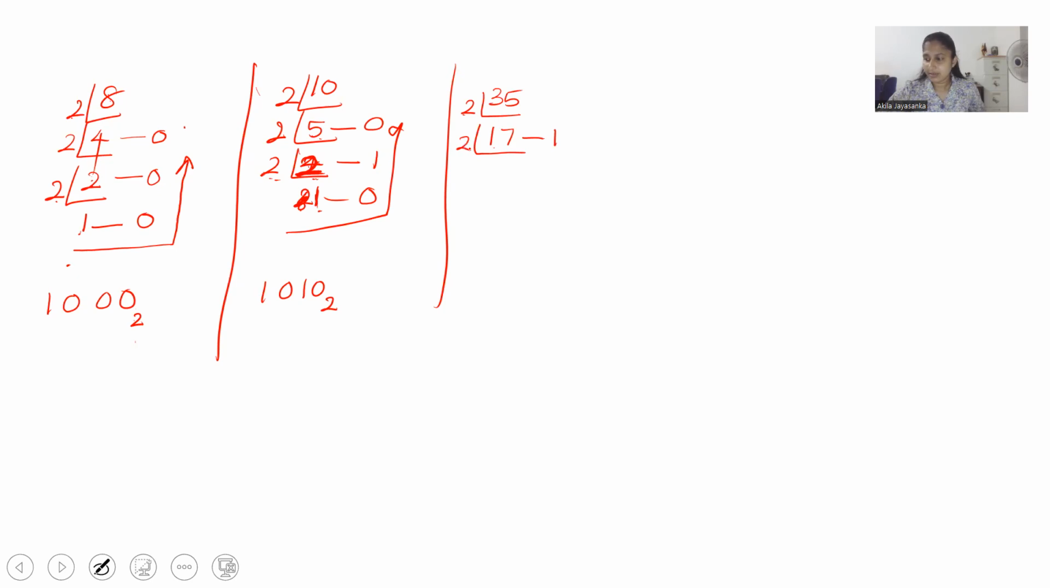So let's continue by dividing by 2. 17 we can represent by 8. Remaining value is 1. So 8 we can represent by 4. 2 by 4 is 8. There is no remaining values. Again, we can continue. 4 we can represent by using 2. 2 by 2 is 4. There is no remaining value. Again, divide by 2. 2 represent by 1. Remaining value is 0. So we can write the binary value of 35 like this.